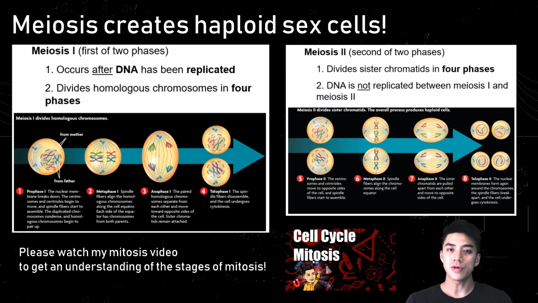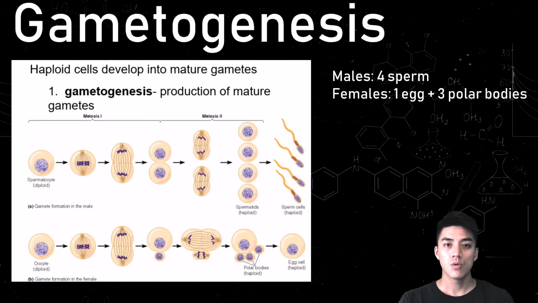If you haven't done so already, make sure you watch the mitosis video that I created so that you have a better understanding of the stages of meiosis. But meiosis is just basically mitosis, which occurs twice. There's still prophase, metaphase, anaphase, telophase. It's the same process, but it just occurs twice in a row. So that's how you're able to trim a diploid cell into a haploid gamete cell like a sperm or an egg. When you combine meiosis 1 and meiosis 2, you get gametogenesis, which is the production of mature gametes.